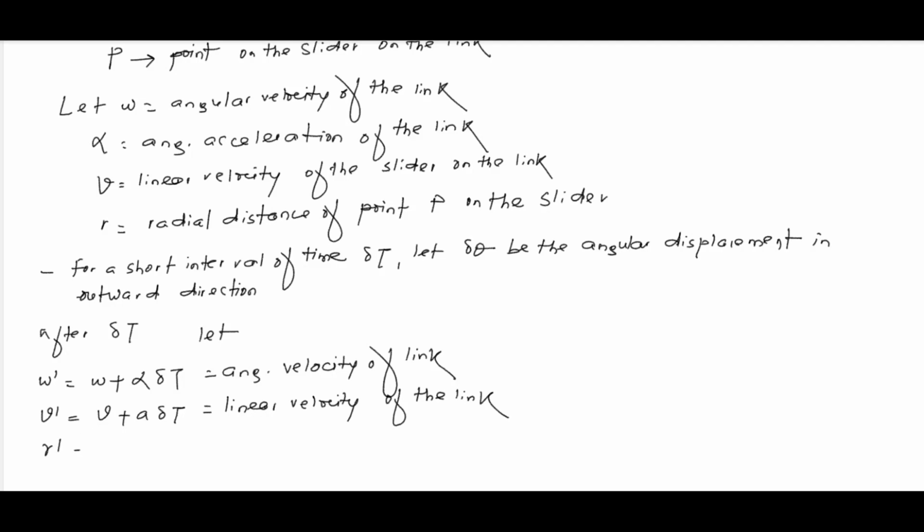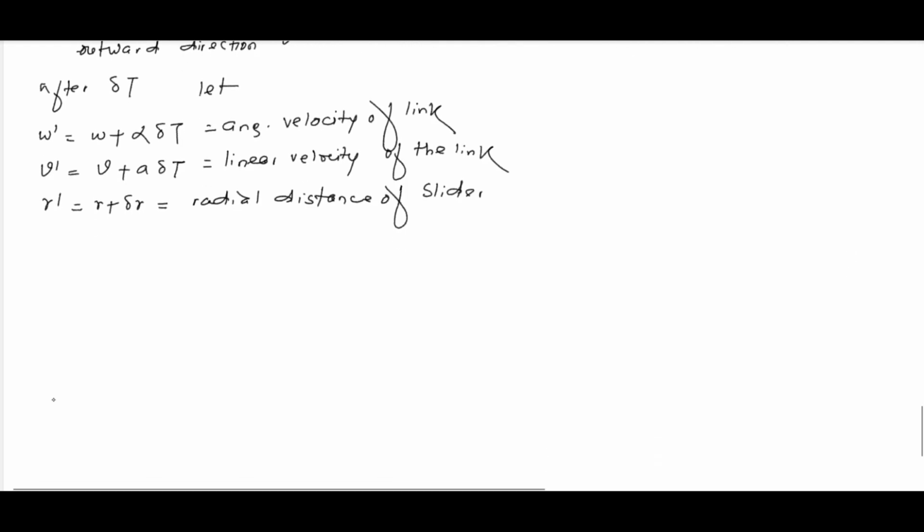Then r dash will be equal to r plus del r, that is the radial distance of slider after del t time interval. Okay, now we need to find out the total acceleration. So first find out acceleration of point P. Acceleration of point P parallel to the link, parallel to AR.